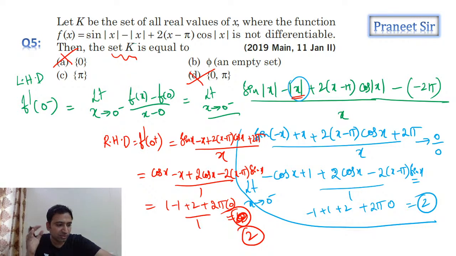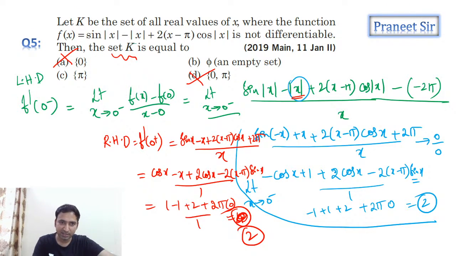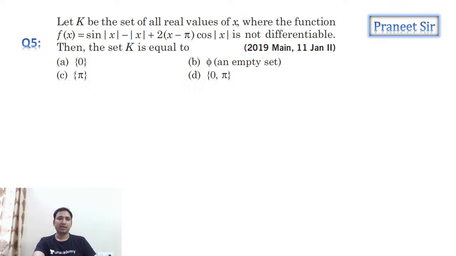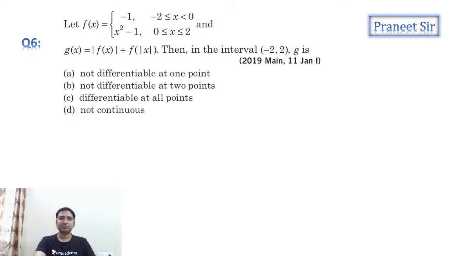Clear now? So same way we can check it for pi also, guys. At x equals pi, whether it is differentiable or not, let's calculate the left hand derivative and right hand derivative separately and check it. So we can say that x equals pi is also differentiable. So the answer is option B. So everywhere it is differentiable. Clear? Chalo. Let's move to the next question.